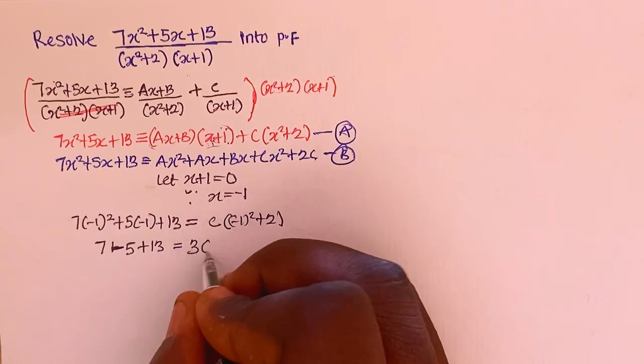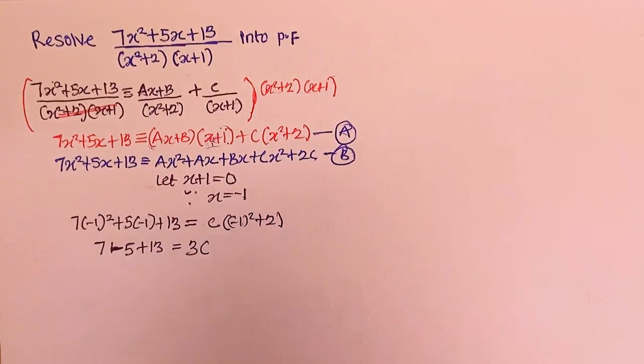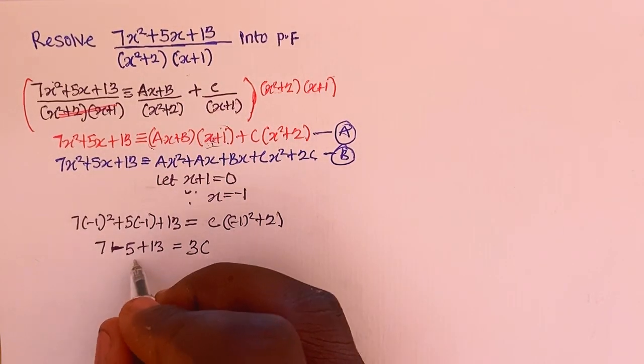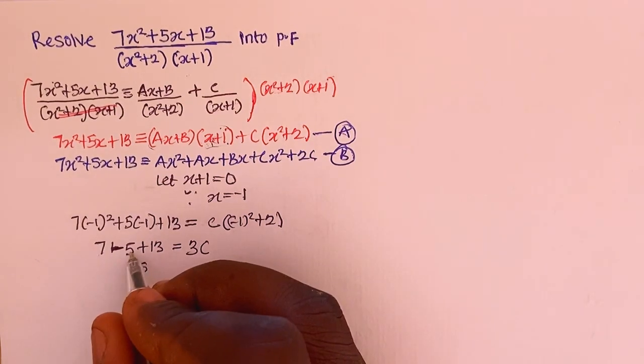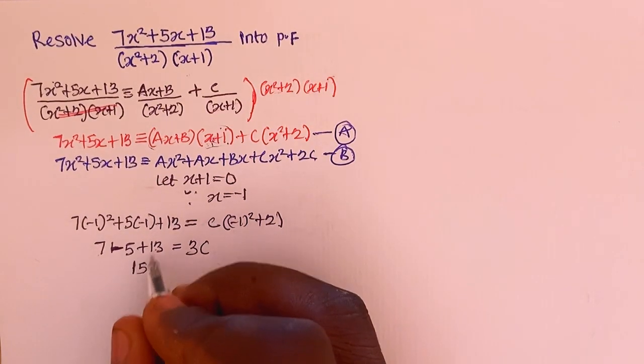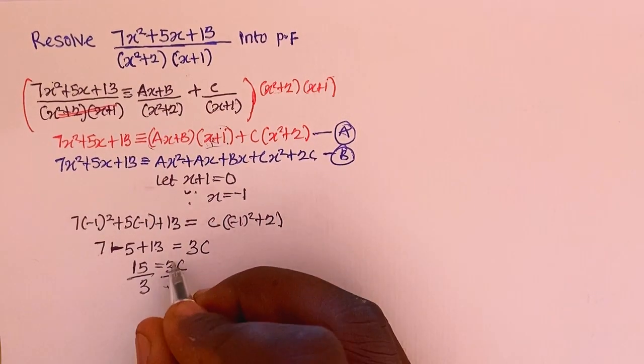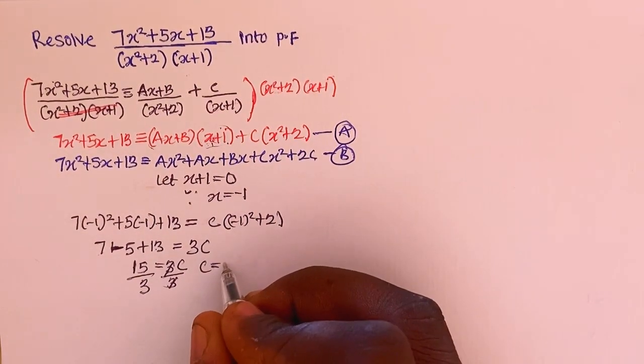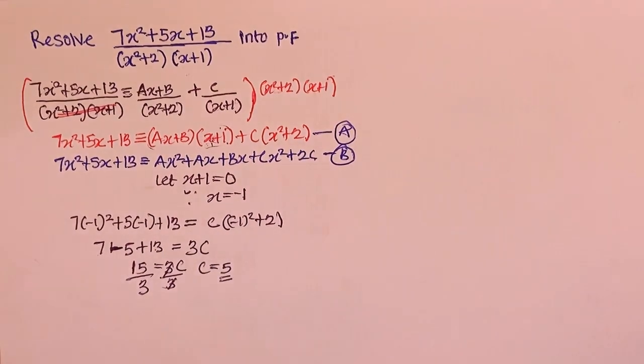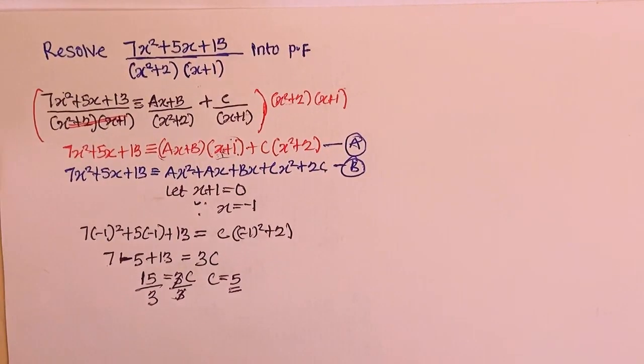That's 3c. So here I'm having 15, since 7 minus 5 is 2, plus 13 is 15, which is equal to 3c. Divide by 3. You're going to have your c now to be equal to 5. So in this case, our c is equal to 5.